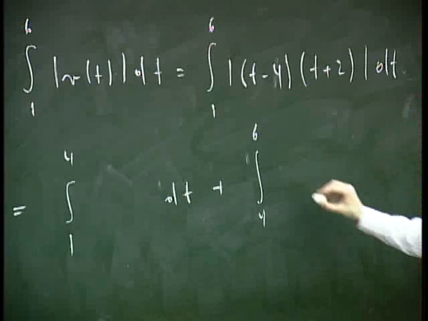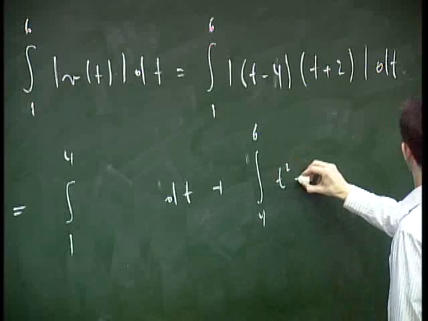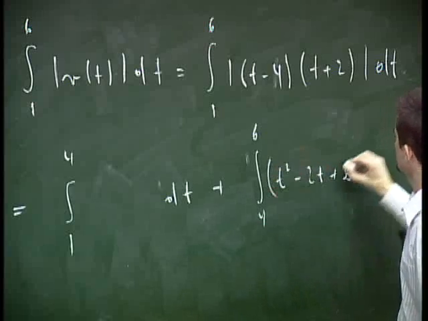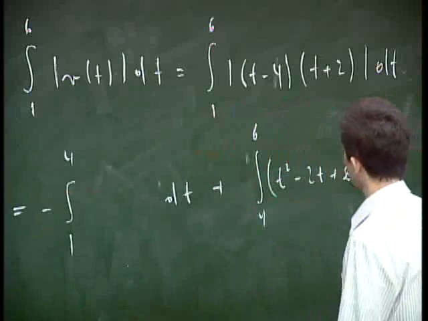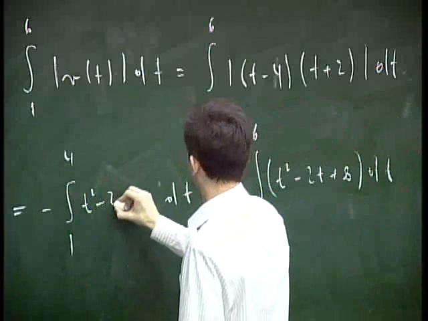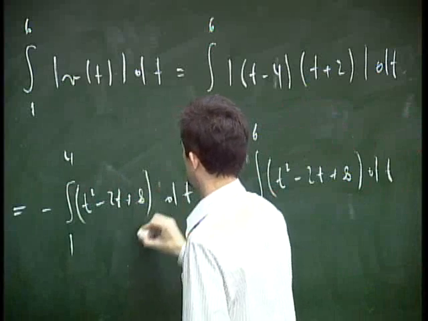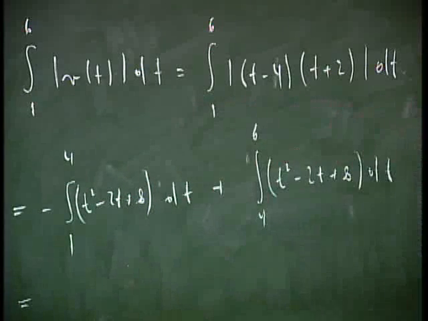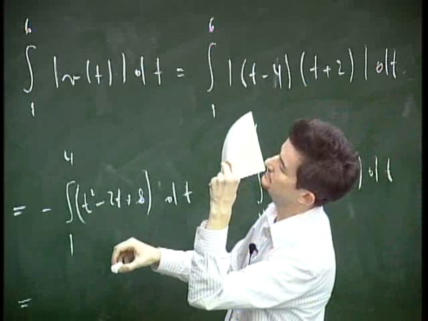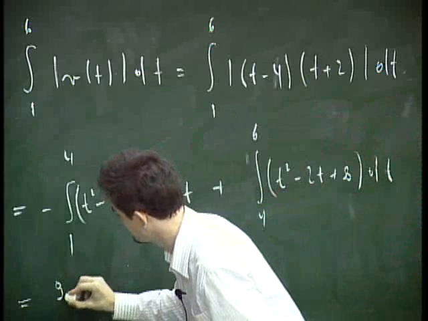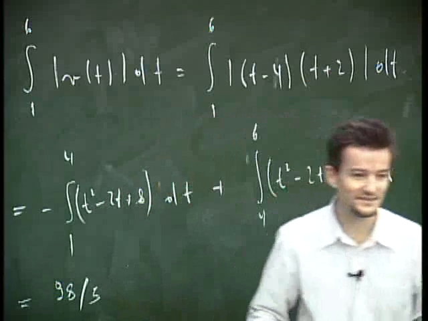Now the second one is positive, so we have t squared minus 2t minus 8 dt, whereas the first one, if we drop the absolute value, will be negative, so we have minus of t squared minus 2t minus 8. And the answer, if you do the computations, is trivial. It should be 98 over 3.